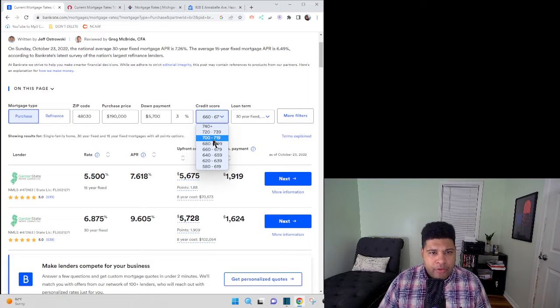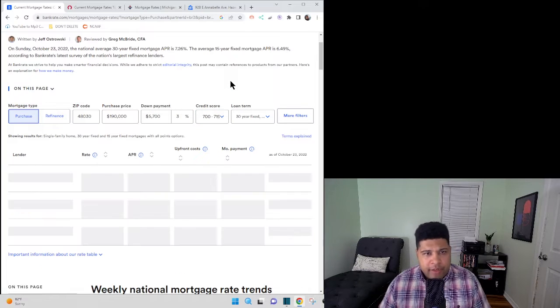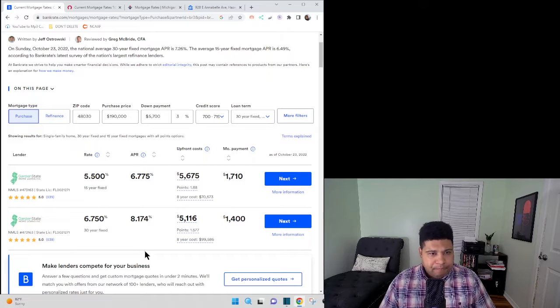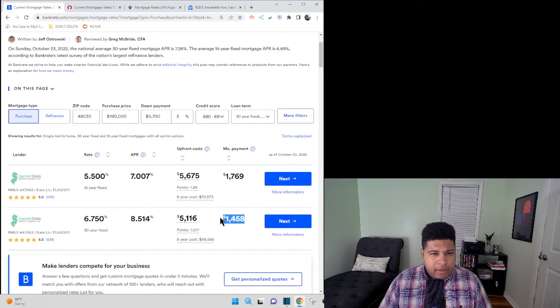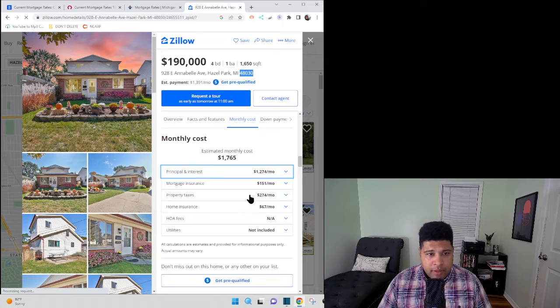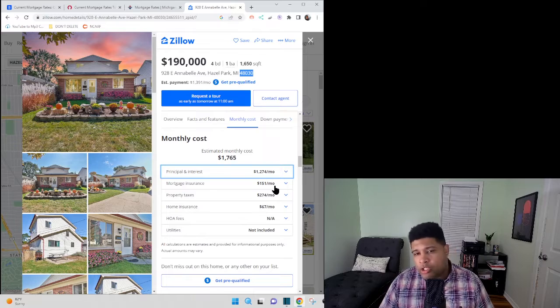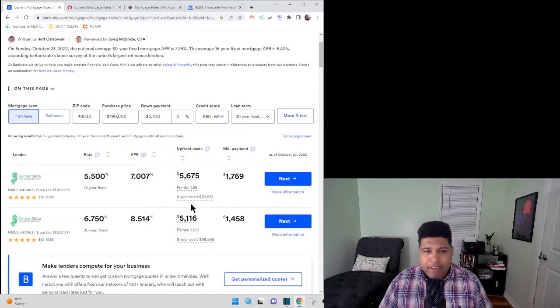So you can play around with this. If you're working on your credit, you can play around with different credit scores and see the payment and things like that. But let's look at something else here. They're saying the payment is $1,458. That might just be principal and interest. Remember, there's a couple of things that go into this payment: mortgage insurance, property taxes, homeowner insurance. So you kind of estimate the payment a little bit here. Property taxes are $251, and then mortgage insurance about $167. You can do the math and figure out your payment.